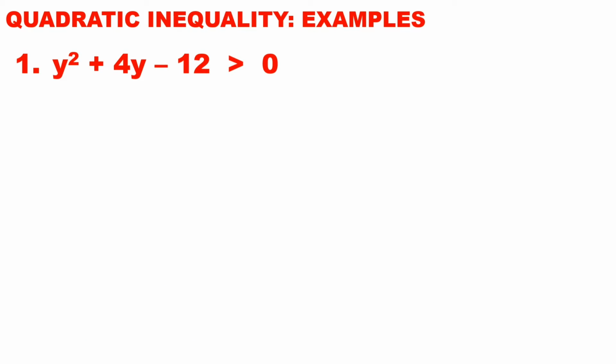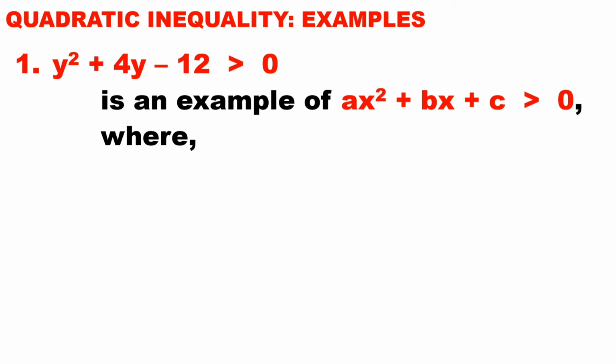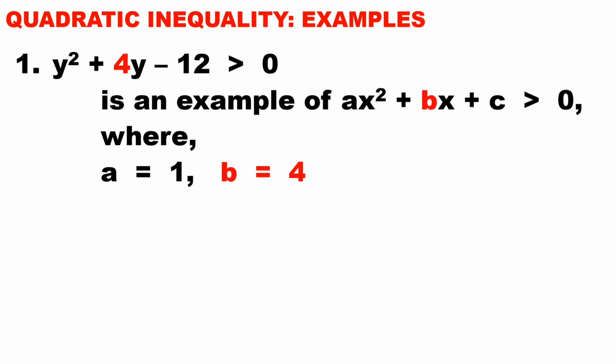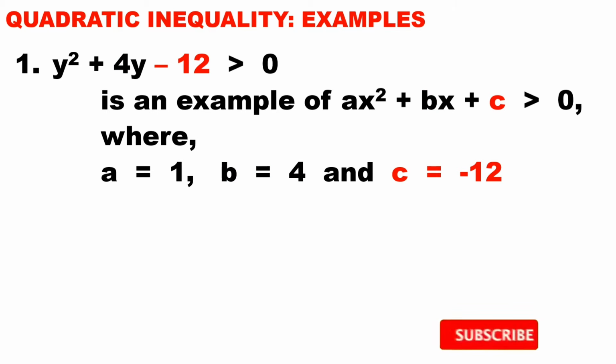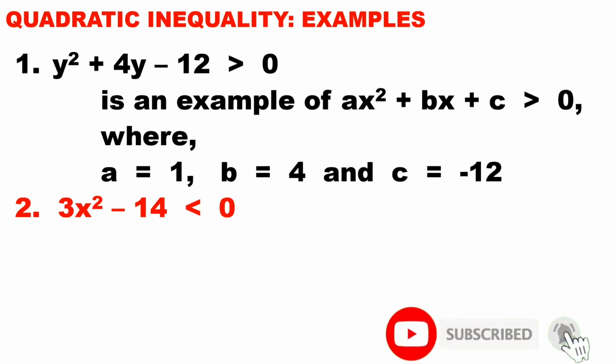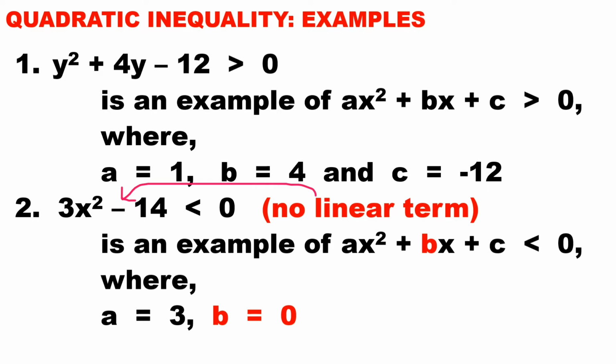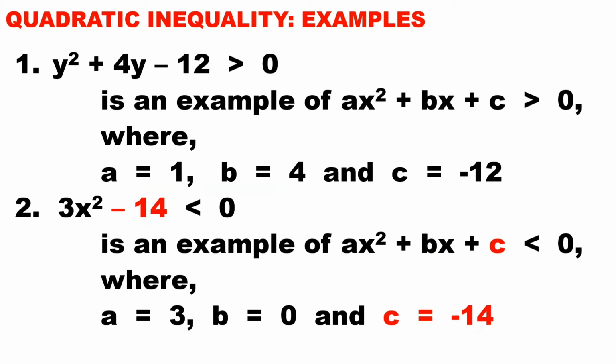Examples of quadratic inequality. Number 1, y squared plus 4y minus 12 is greater than 0, as an example of ax squared plus bx plus c is greater than 0, where a equals 1, b equals 4, and c equals negative 12. Example number 2, 3x squared minus 14 is less than 0, as an example of ax squared plus bx plus c is less than 0, where a equals 3, b is equal to 0 because it has no linear term, and c equals negative 14.